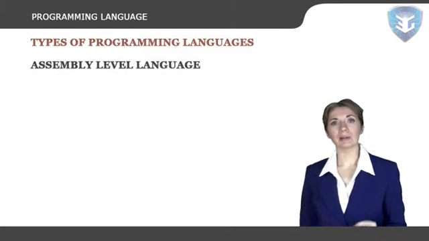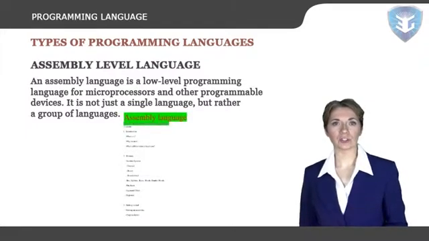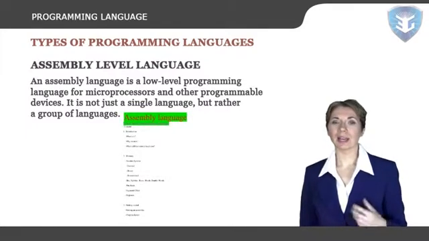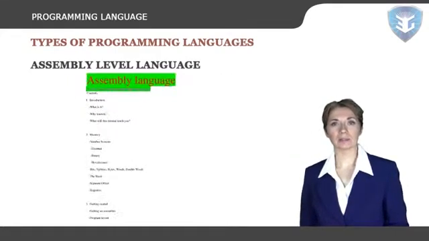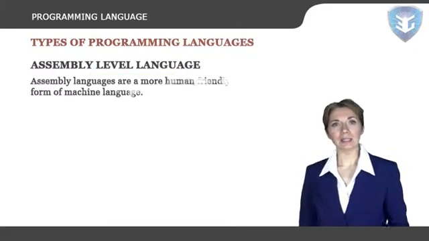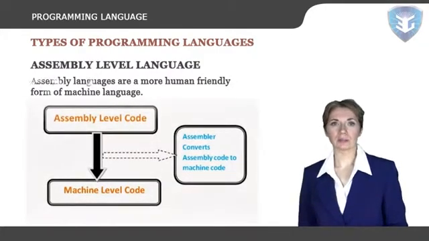Now we will talk about assembly-level language. An assembly language is a low-level programming language for microprocessors and other programmable devices. It's not just a single language, but rather a group of languages. Assembly language implements a symbolic representation of the machine code needed to program a given CPU architecture. Assembly languages are a more human-friendly form of machine language.